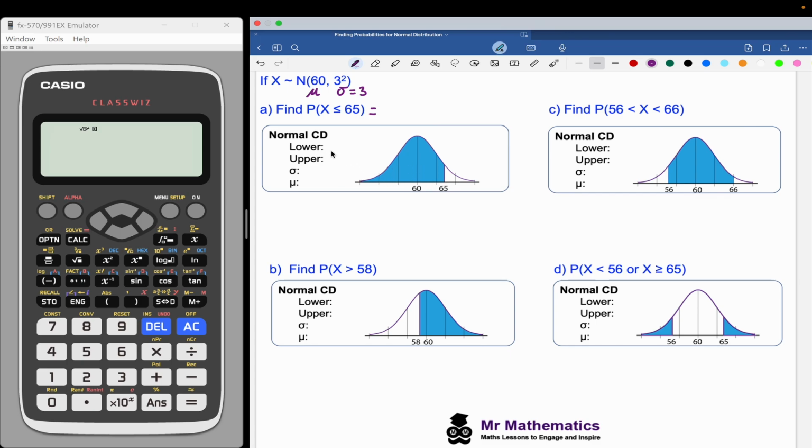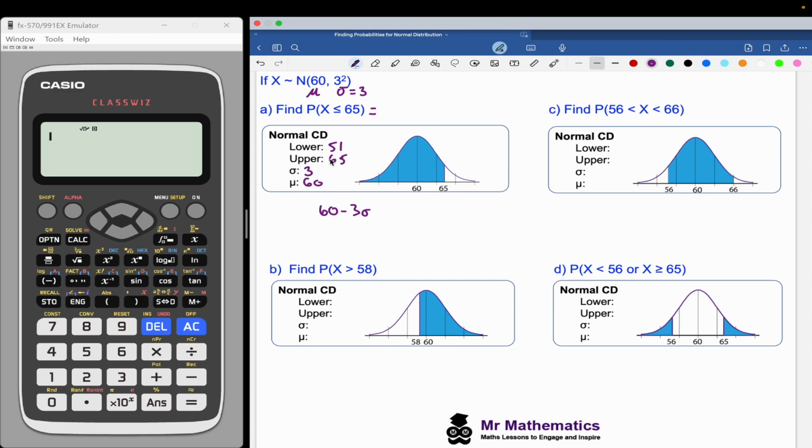So when we enter this into a calculator, we want the lower value to be around here, and we know that this value is the mean minus 3 standard deviations, because all the data is contained within plus or minus 3 standard deviations of a mean. We know sigma is 3, so this will be 60 minus 9, which gives us 51. In actual fact, we could have chosen any value less than 51. The upper value, we're told, is 65. We know sigma is 3, and the mean is 60.